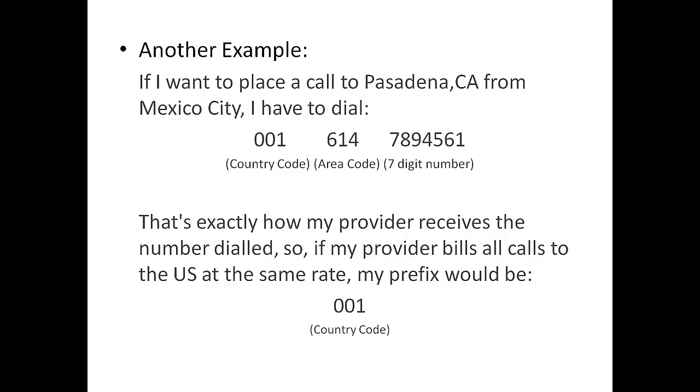Now here we have an example. Let's say I want to call my friend who lives in Pasadena, California. His phone number is a 7-digit number, but what my provider receives is a 13-digit number, which contains the country code for the US, the area code of Pasadena, California, and the 7-digit number of my friend. If my provider bills all calls to the US at the same rate, my prefix will be 001, which is the country code of the US.